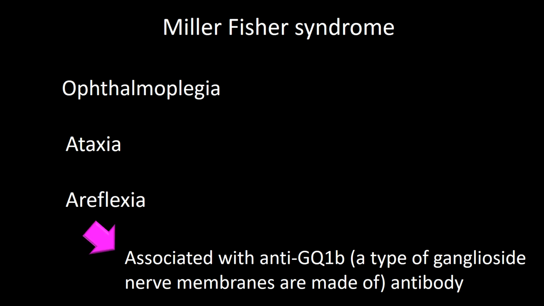This condition is usually associated with antibodies against the ganglioside found in myelin and the neuromuscular junction, especially in nerve endings for extraocular muscles. These antibodies are called anti-GQ1b.